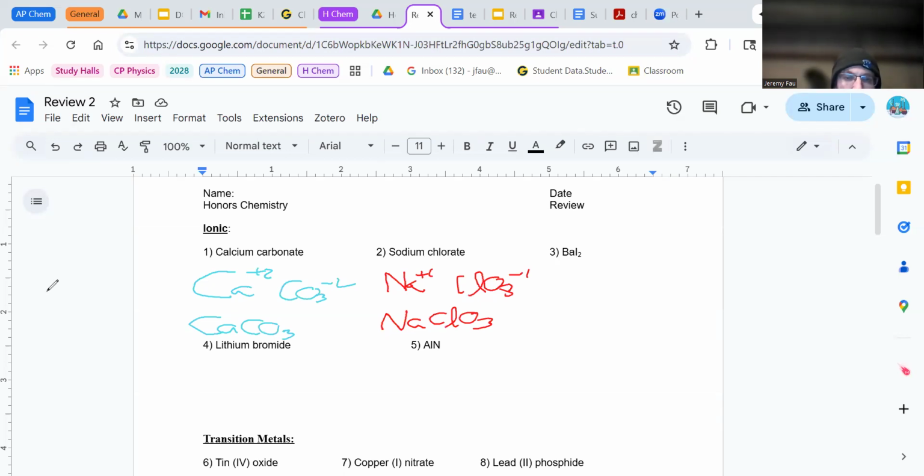And then Ba is barium. It's a binary compound. We just changed the ending of iodine to iodide. Lithium is Li. It ends in -ide. That's just bromine. LiBr. And then AlN is aluminum. And again, because it's a binary compound, we changed the ending to nitride.